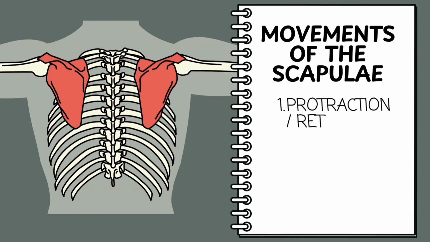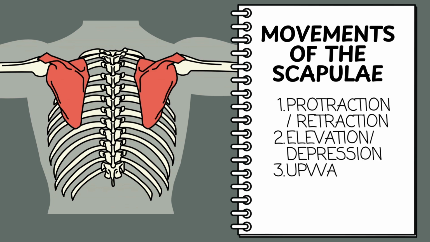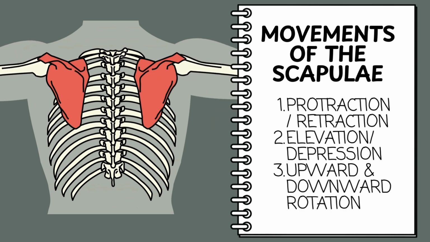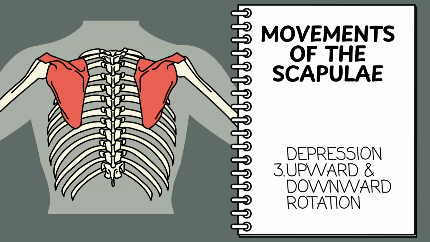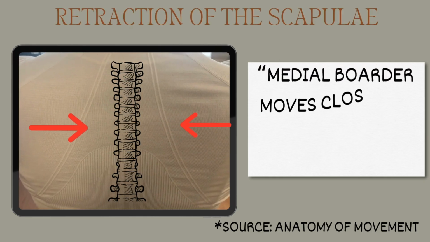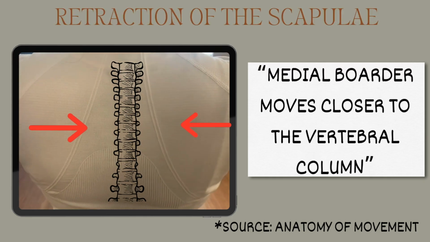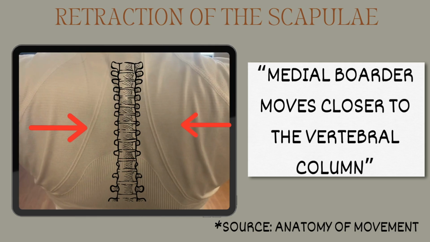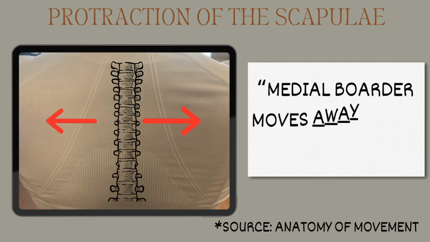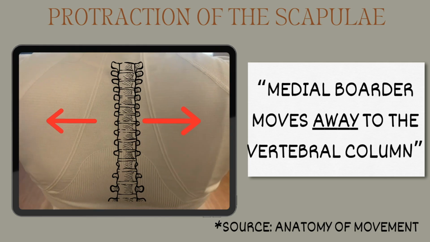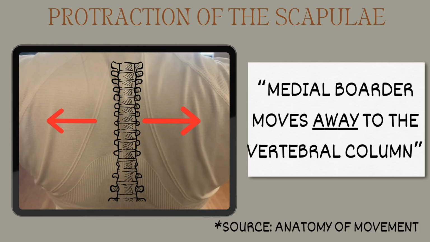Next, we're going to look at movements of the shoulder blades. Your shoulder blades or scapula move in 3 different directions. Retraction is when your shoulder blades glide towards each other or towards the spine. Protraction is when the shoulder blades slide away from each other or they slide away from the spine.